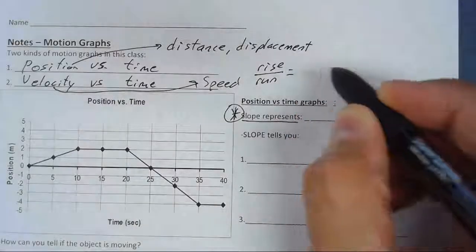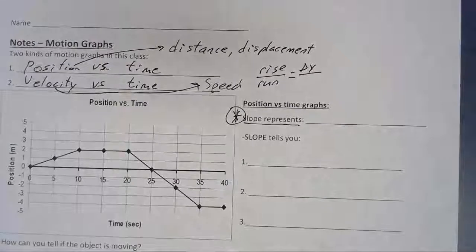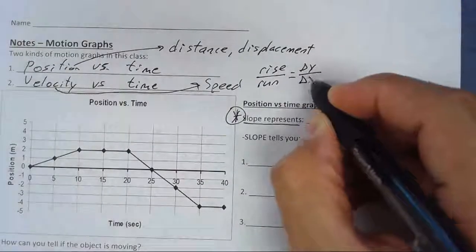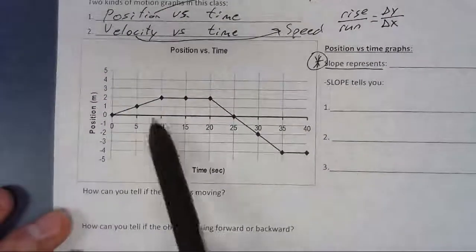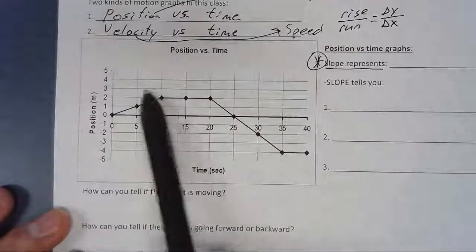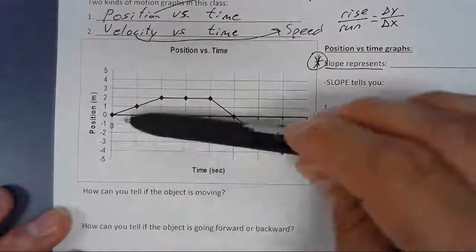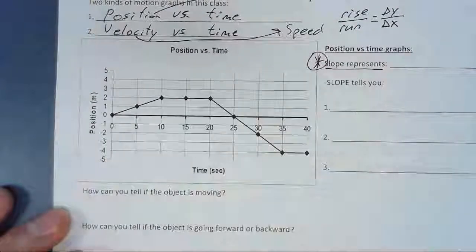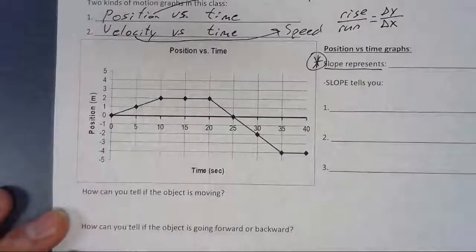So rise is just the change in the y value over a certain period of time, and the run is the change in the x value over the same period of time. So for instance, if we're talking about this graph here, at this portion of the graph from 0 to 10 seconds, I want to know how much the graph rises, the change in the y value over that time. I want to know how much it runs, quote unquote run, the change in the x value during that time.